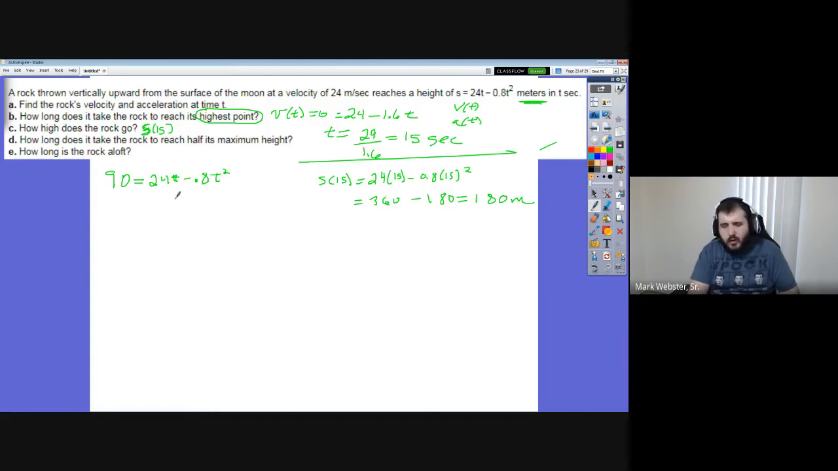So what you're going to do is just, once you get everything over, 0.8t squared minus 24t plus 90 equals zero. I'm pretty sure you can simplify that. What's 90 divided by 0.8? 90 divided by 0.8. Oh, not quite.